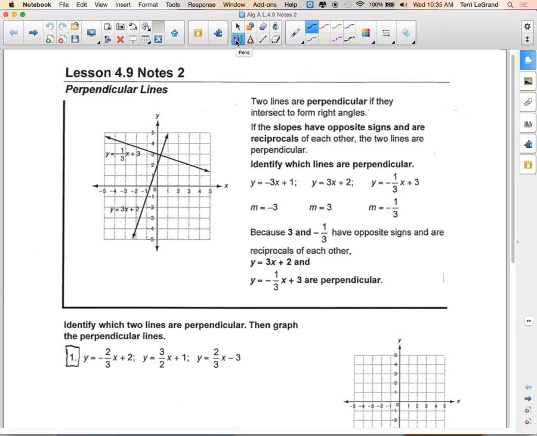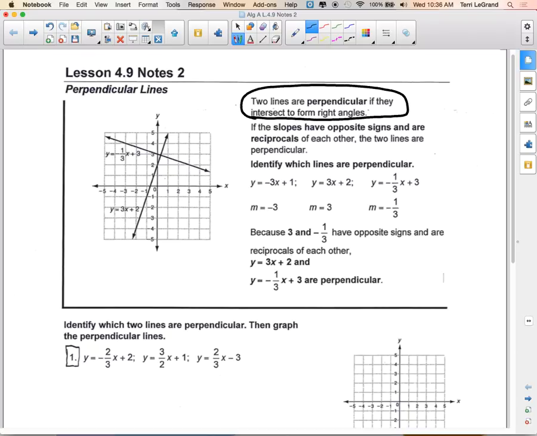Okay, our learning goal today states that we are going to identify and graph perpendicular lines. That's what we're going to do on the front side here. So that's what's happening up here, what I just had you reading. And I already had you do this. Two lines are perpendicular if they intersect to form right angles.